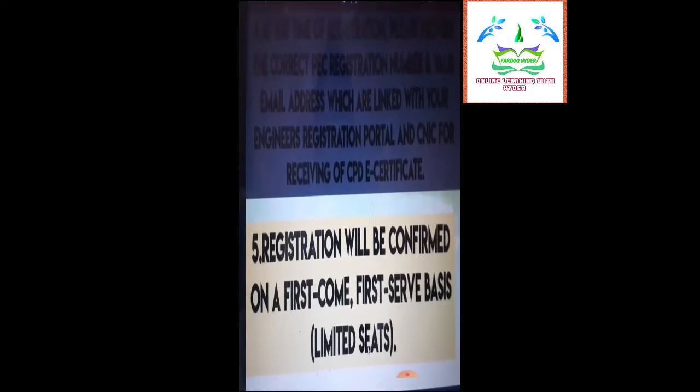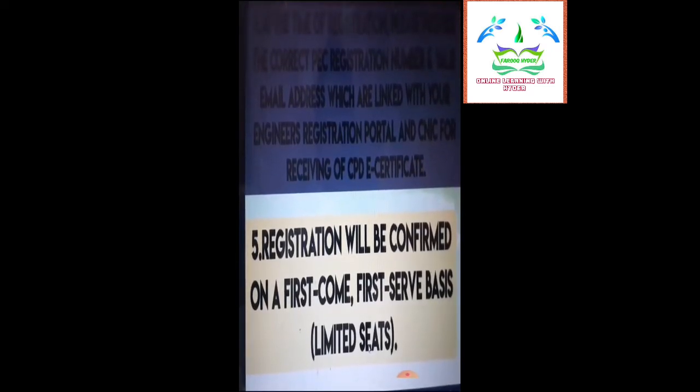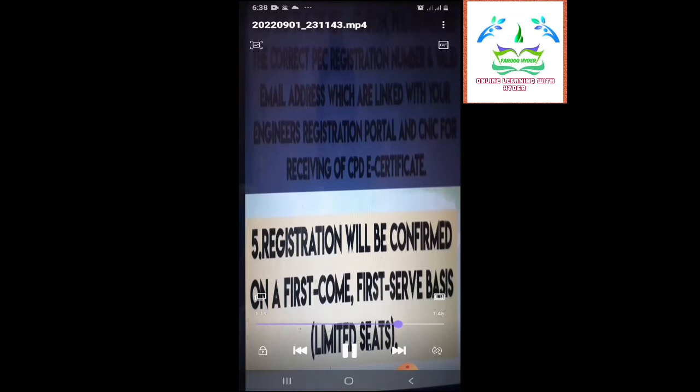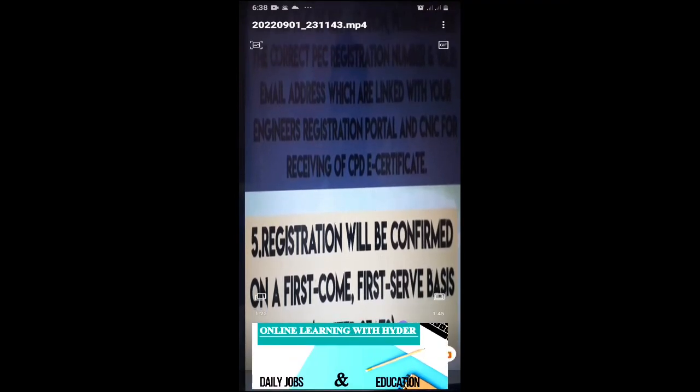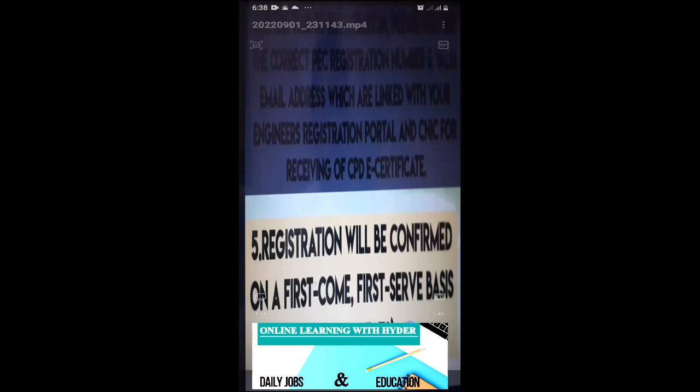At the time of registration, please provide the correct PC registration number and a valid email address, which are linked with your engineer's registration portal and CNS, for receiving the CPD certificate. Registration will be confirmed on a first come, first served basis, because of limited seats.